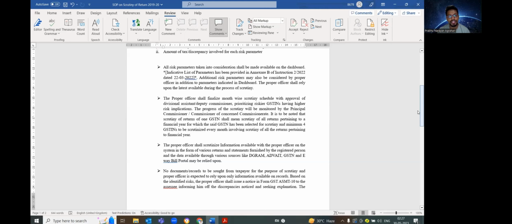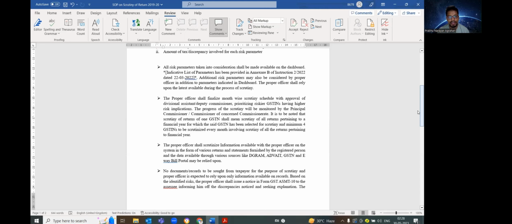For the scrutiny of any GSTN, the proper officer shall scrutinize information available with them in the form of various returns, statements furnished by the registered person, and data available through various sources like DGARM, ADVAIT, GSTN, and the e-way bill portal. It means the proper officer should consider the data available with them and from various sources. No documents or records should be sought from the taxpayer for the purpose of scrutiny, and the proper officer is expected to rely only on information available on record.